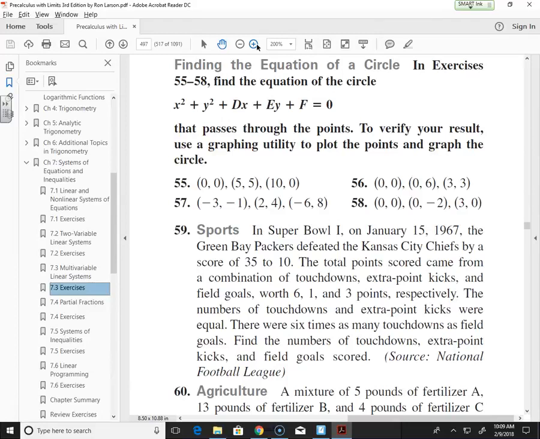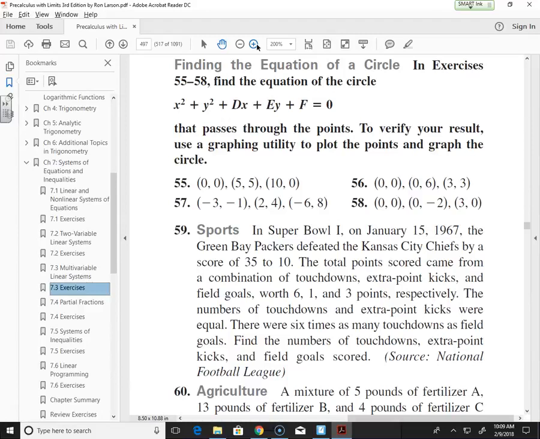The number of touchdowns and extra point kicks were equal. There were 6 times as many touchdowns as field goals. Find the number of touchdowns, extra point kicks, and field goals scored. Now, some of you, just because of your knowledge of football, just played with numbers until you figured it out. But others of you actually tried to make a system of equations.